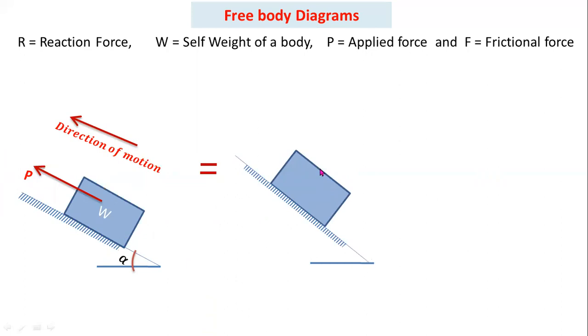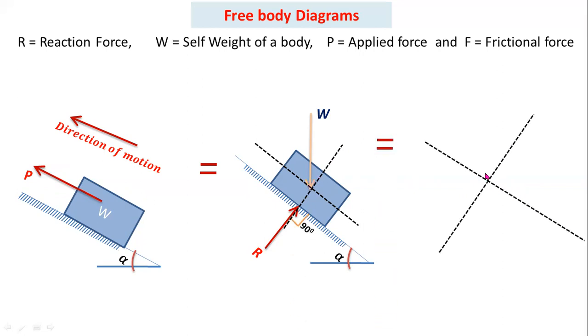Here let's consider a self-weight W. Okay. Vertical force, self-weight, and normal reaction force R acting along the normal axis. Okay, normal reference line. Now this is the pulling force, parallel to the inclined plane. You have to convert this self-weight W into two components, W cos alpha and W sin alpha. Okay, these two are the components for self-weight W, and R is the reaction force.